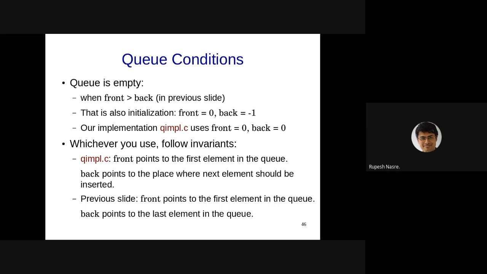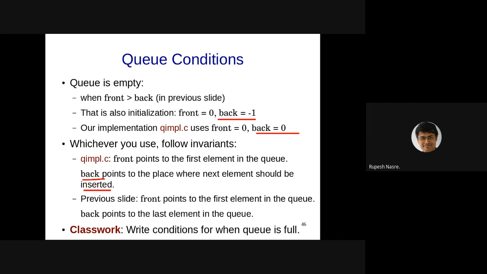So in our queue implementation.c, which was yesterday's, back points to the place where the next element should be inserted, and therefore we initialized back to 0. Whereas in the implementation that we saw on the screen here, back points to the last element inserted, and therefore it should be initialized to -1. So both of these you should be able to understand, and you should be able to implement either way, right?